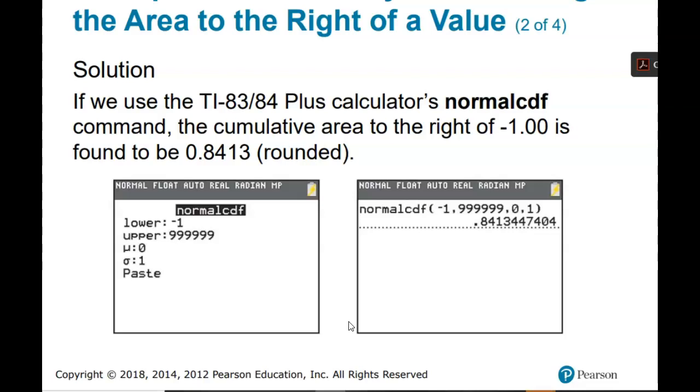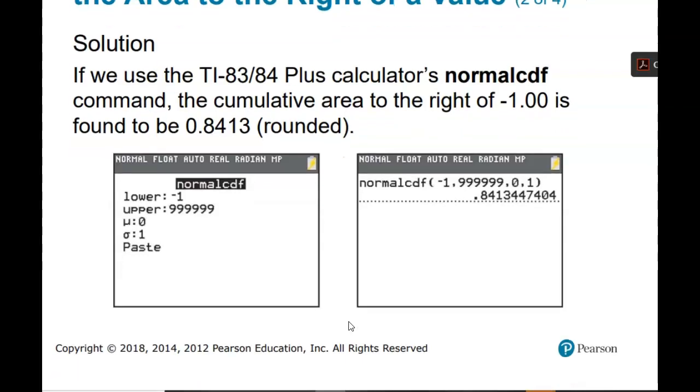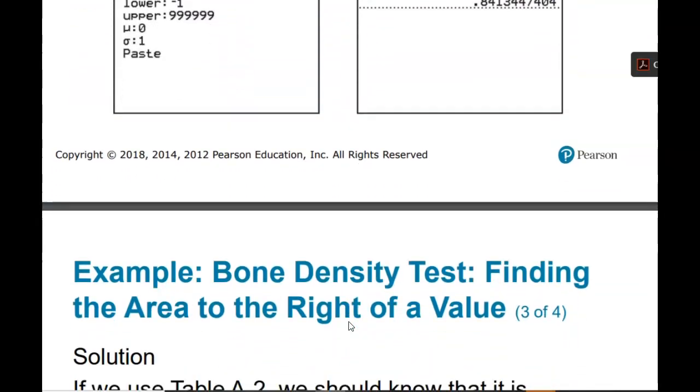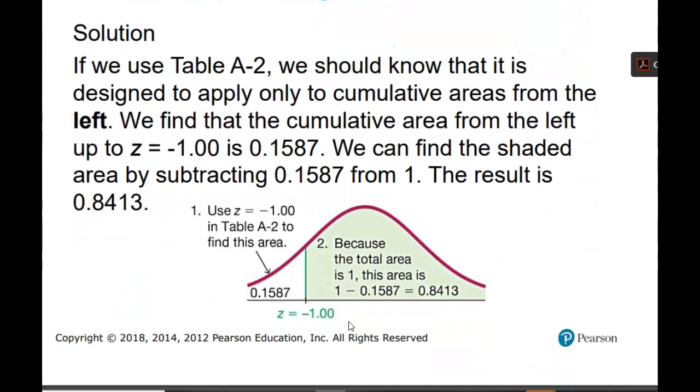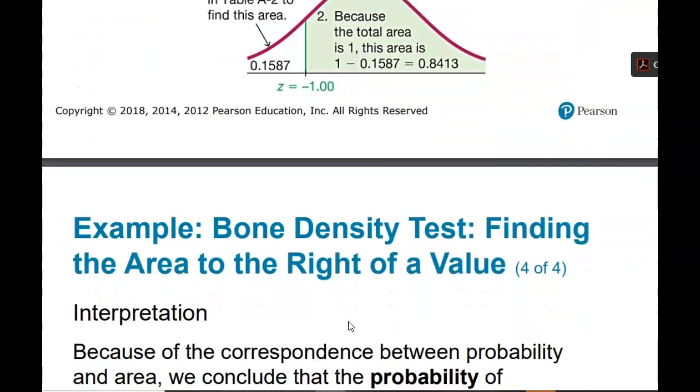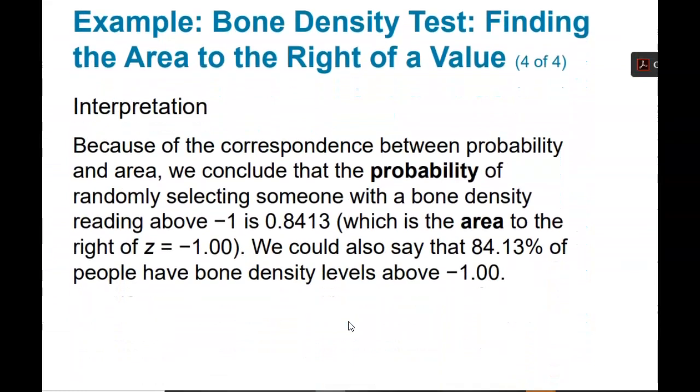So being above -1, to the right of -1, you've got the curve, you're now to the right, is an 84% probability. Or there's a 16% probability that you're lower than that. You could look at it that way too. So this is talking about a table. We're not going to do that. This is the interpretation of our result. 84% of the people have bone density levels with a z-score above -1. Remember, this is a z-score we're looking at.